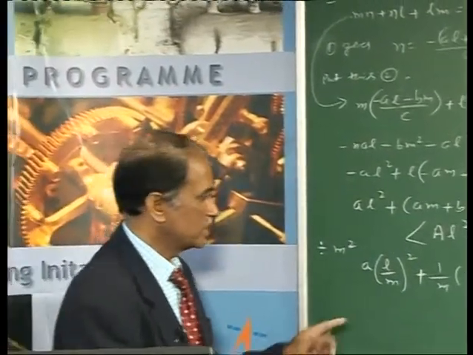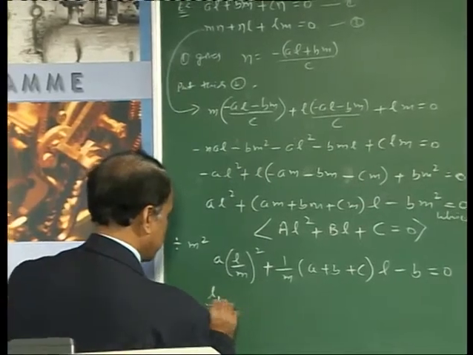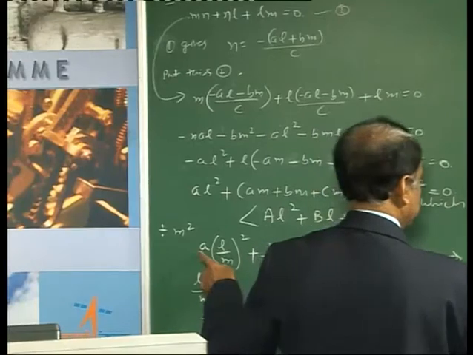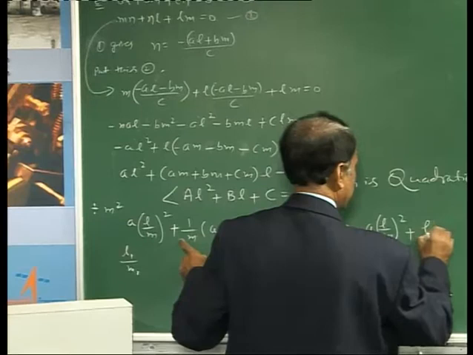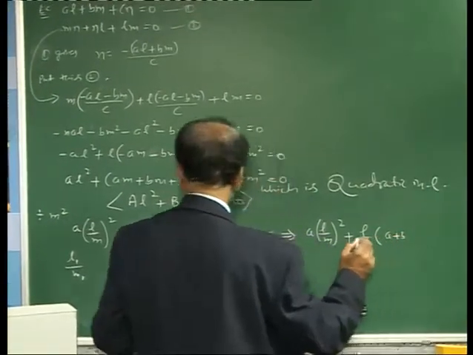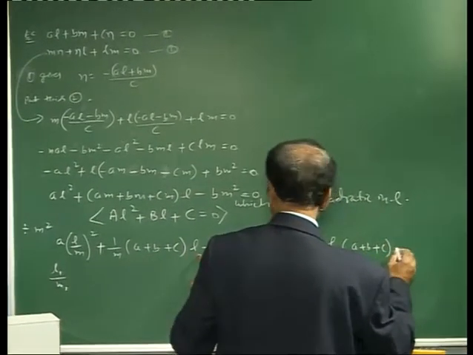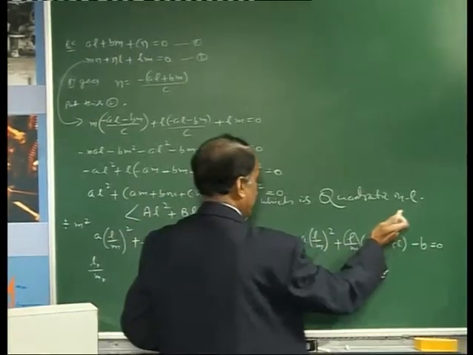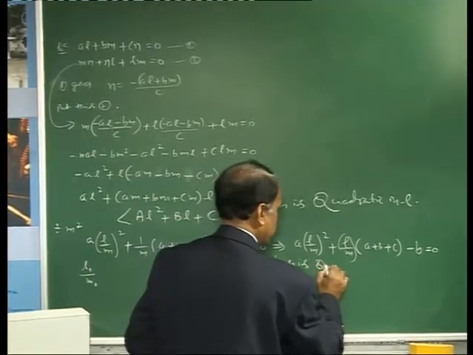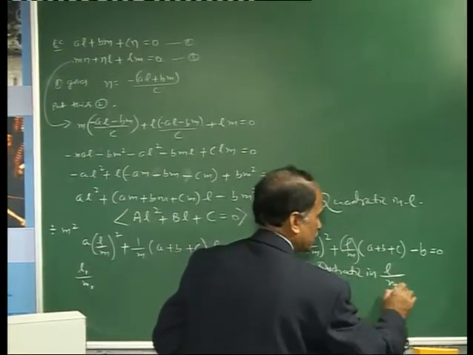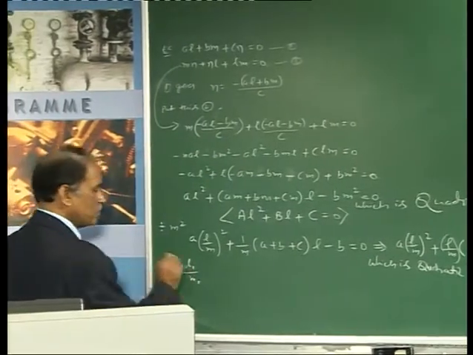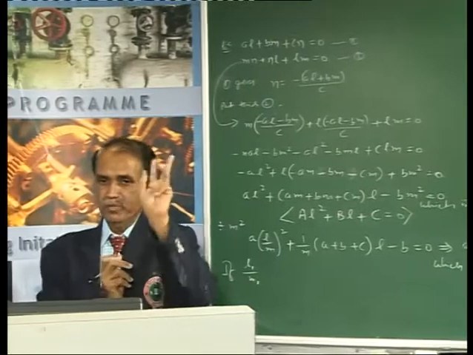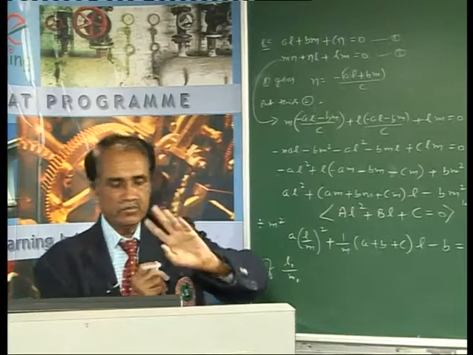Then the roots which we are going to obtain for this situation as L1 by M1, because here M L is there, this can be written as A into L by M whole square plus L by M into A plus B minus plus C, okay, minus B equal to 0. This is your quadratic equation, which is quadratic in L by M. Okay. According to the quadratic equation procedure, instead of L I have written L by M, therefore it must represent two values, L1 by M1 as one number and L2 by M2 as another number.